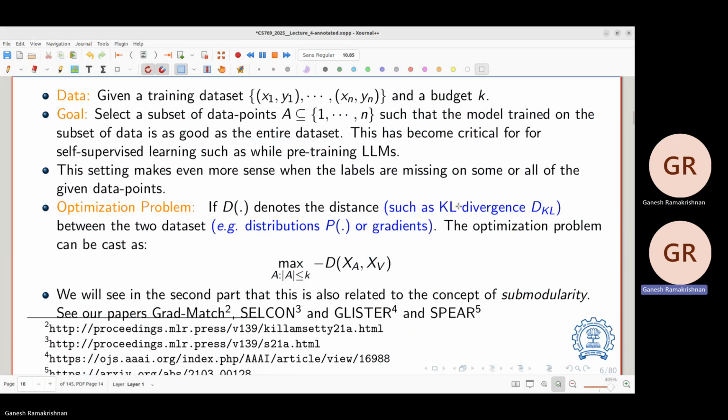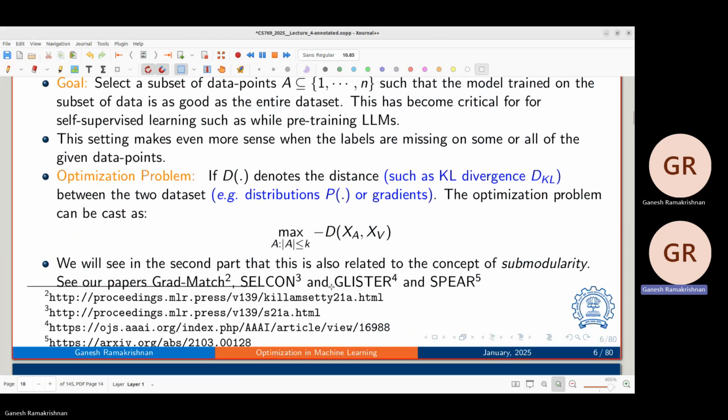Okay, so this is the basic thing. And again, we've been doing work on this space, but of course, a lot needs to be done now, given the surge in self-supervised learning. But all this work, grad match, Glister, etc., is work we've been doing, at least in the supervised settings.